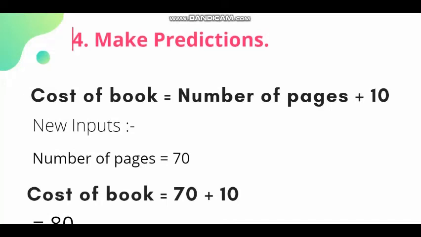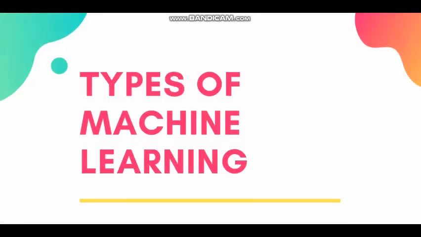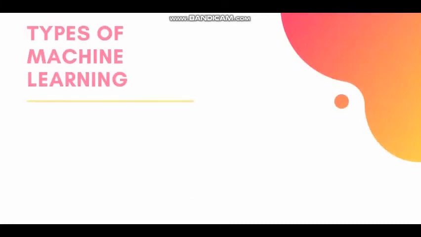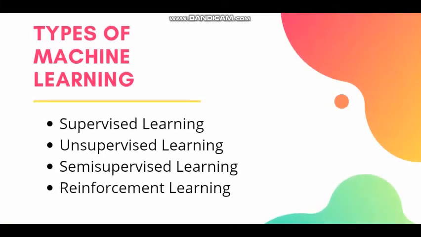Now let's take a look at the 4 types of machine learning. So there are 4 types of machine learning. They are supervised learning, unsupervised learning, semi-supervised learning, and reinforcement learning. We are going to talk about these in future videos.